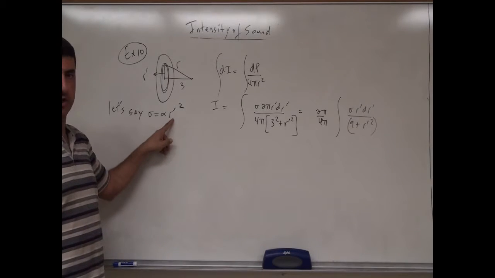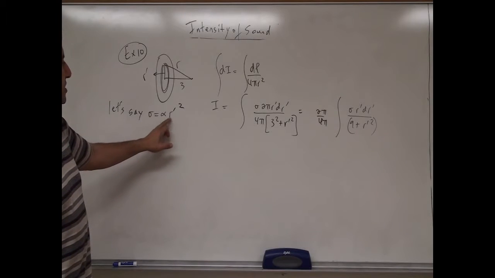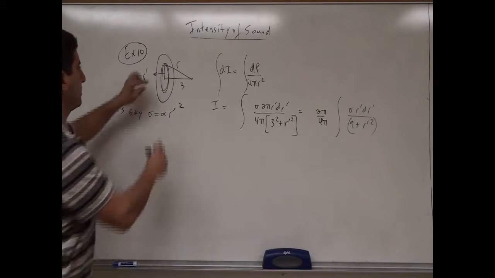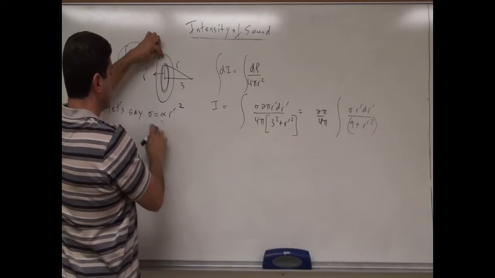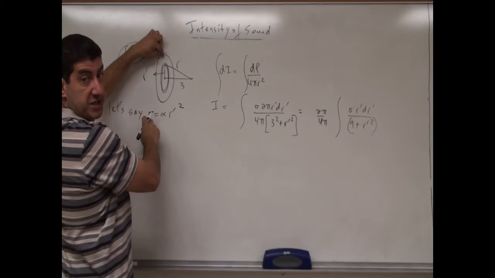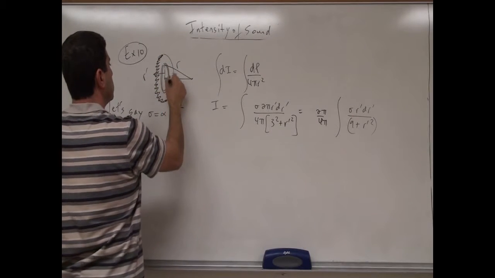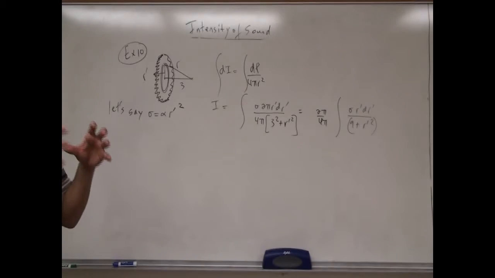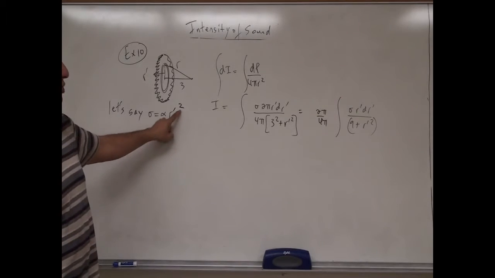You have to put the function. In this case it's telling us that the sigma changes as r prime squared. That means as the radius of the sphere increases, the sound intensity gets denser. That means the outer edges of the speaker are louder than the inside portion. And the function is a square. This function could have been anything.